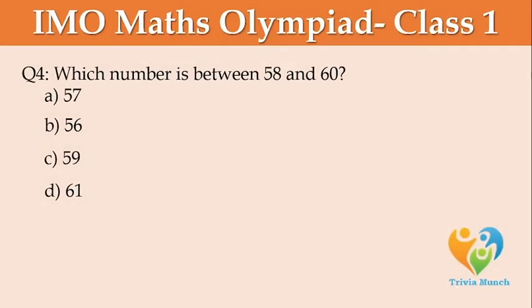Which number is between 58 and 60? Option A 57, option B 56, option C 59, option D 61.